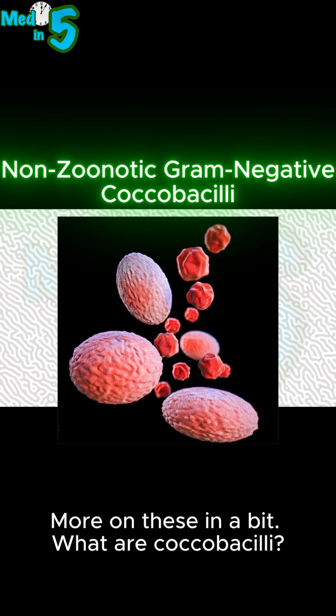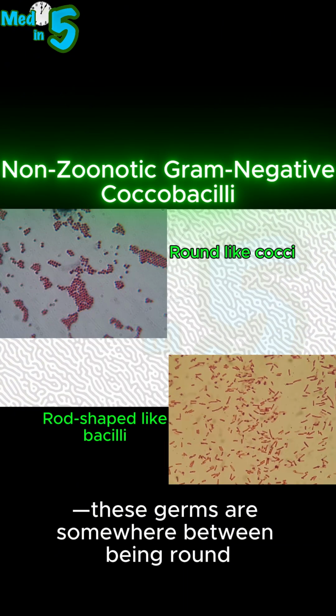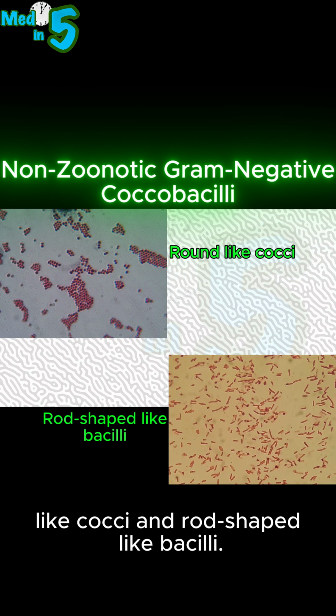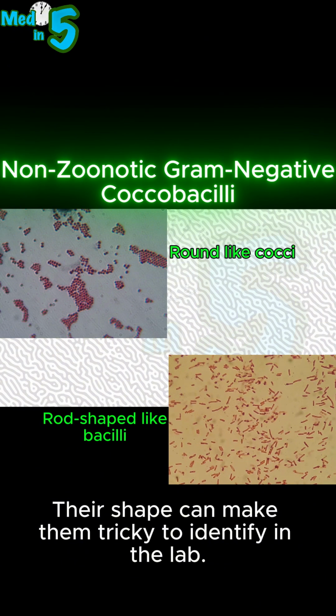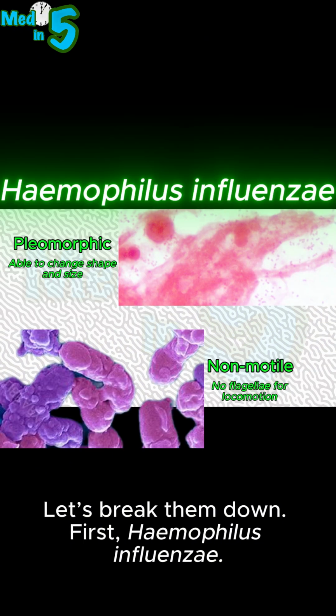What are Coccobacilli? The term refers to their shape. These germs are somewhere between being round like cocci and rod-shaped like bacilli. Their shape can make them tricky to identify in the lab. Let's break them down. First, Haemophilus influenzae.